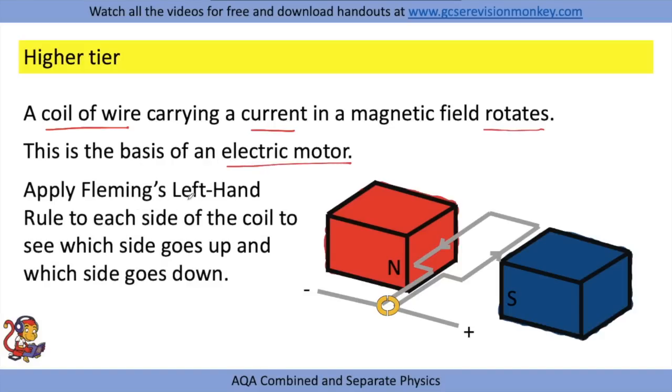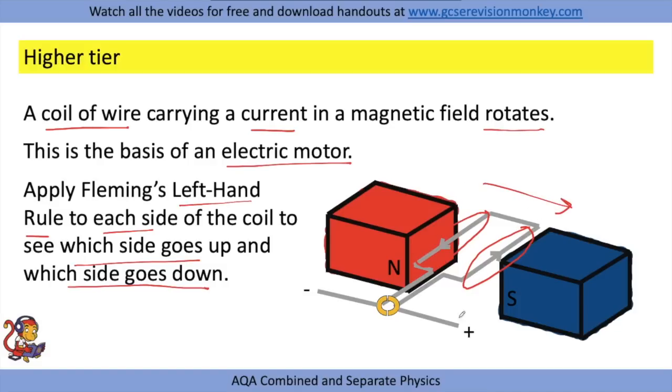So if we apply Fleming's left-hand rule to each side of the coil, you can see which side goes up and which side goes down. So when I say each side, have a look at this side of the wire and have a look at this side of the wire, and you work out which one goes up and which one goes down. In both cases, the direction of the magnetic field is going to be from north to south.